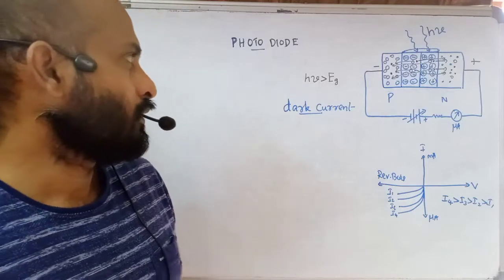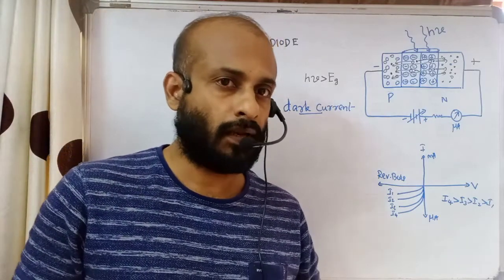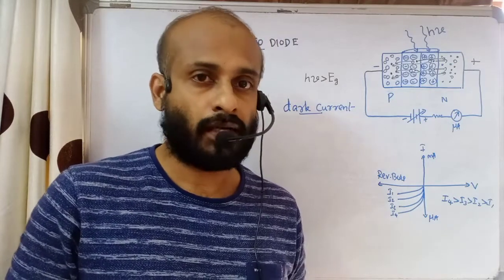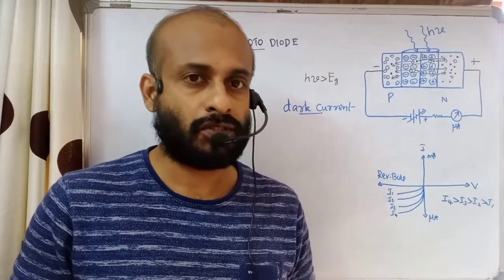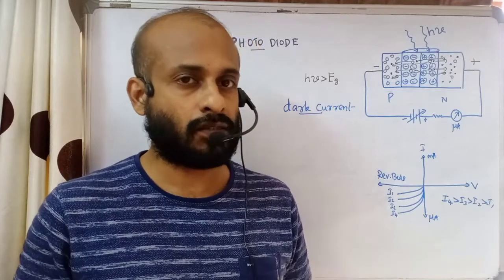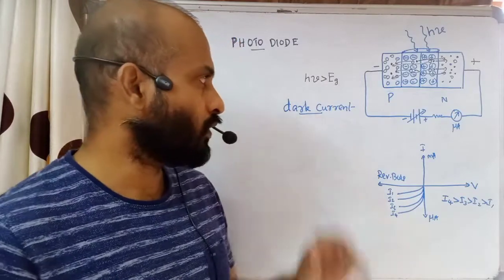So that's about the photodiode, and the main applications: it's mainly used in light operated switches, and also it is used to read computer punched cards. In barcode readers we have to use the photodiode. Okay, so that's about the working of photodiode.